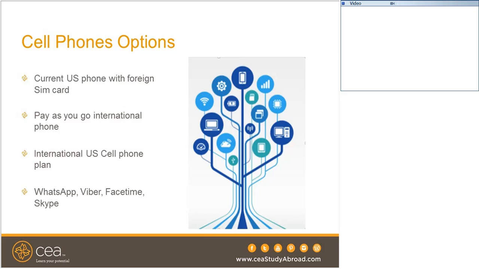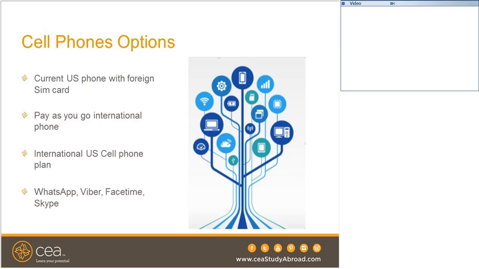Option 2, obtain a pay-as-you-go phone upon arriving to their study abroad location. Pay-as-you-go phones are widely used internationally and can be purchased inexpensively in many stores. Similar to option 1, they'll purchase credit and must add credit when they run out. Many students choose this option and bring their U.S. phone with them, keeping it in airplane mode and use it to access the internet in Wi-Fi areas.